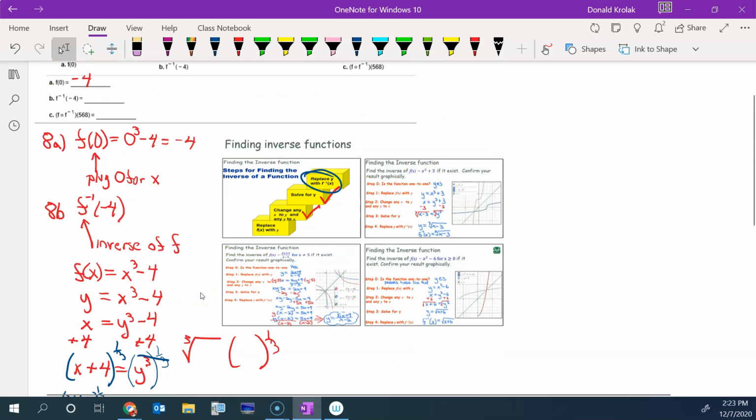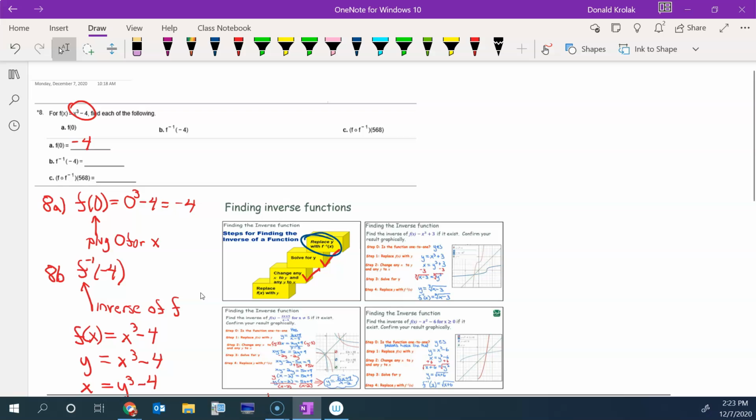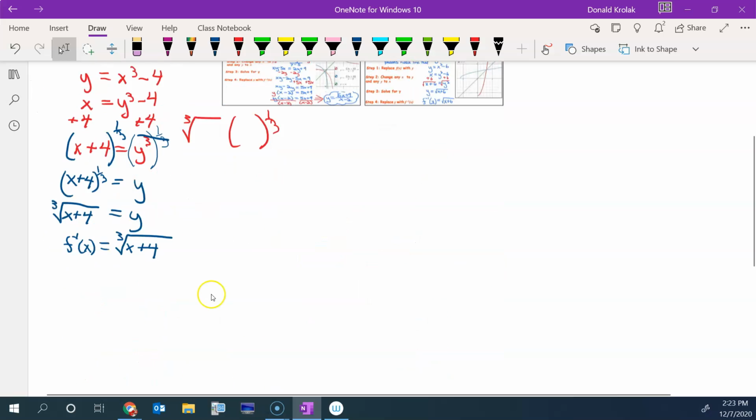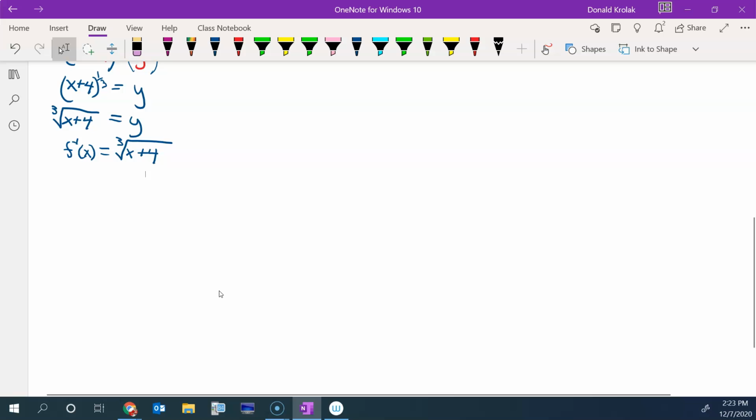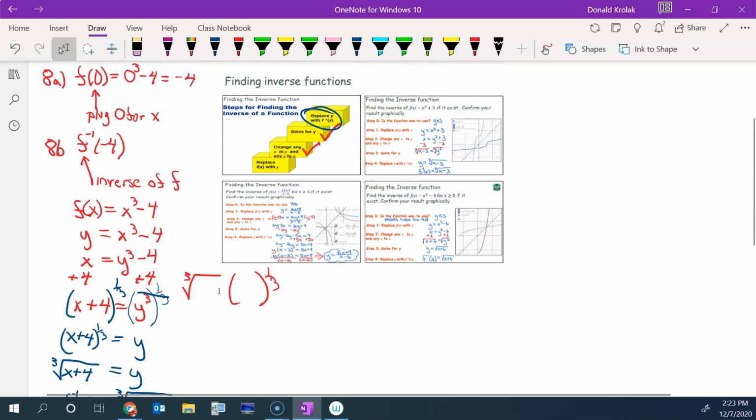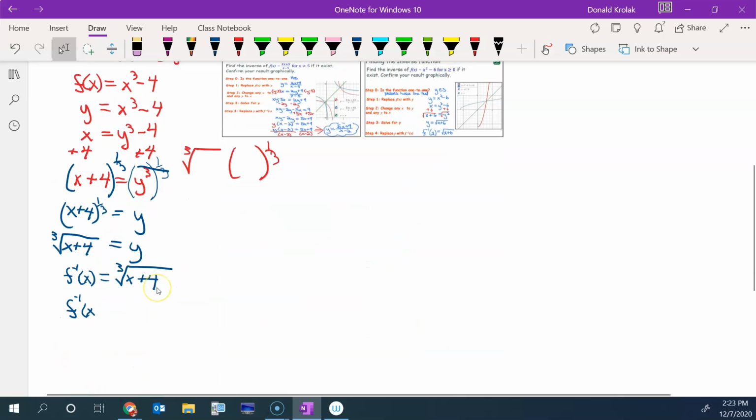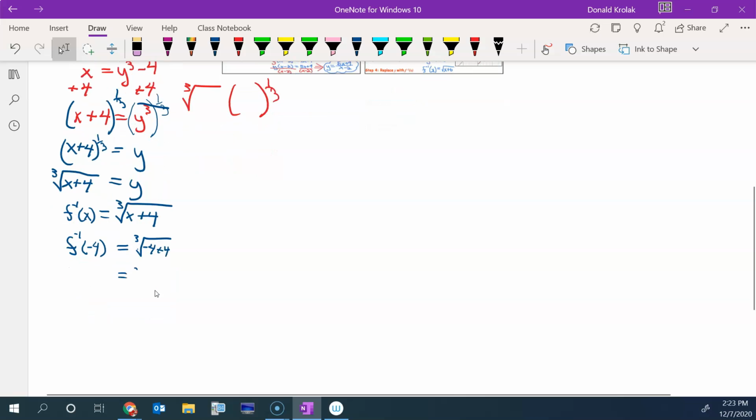Now, to answer the question, once I have the inverse, I'm going to plug -4 in for x. I'm going to put -4 in here. That's just 0. Cube root of 0 is 0.